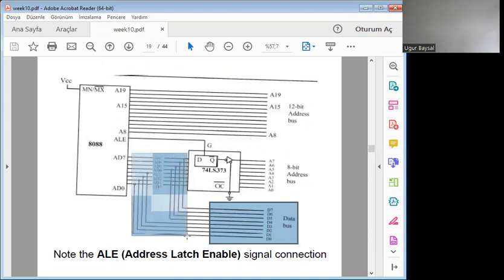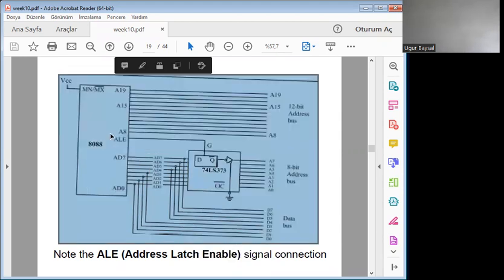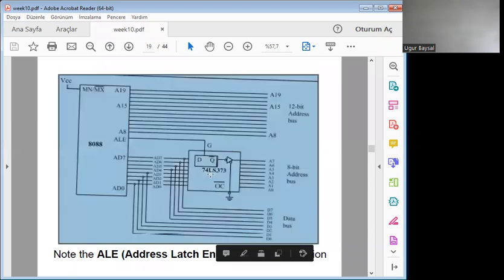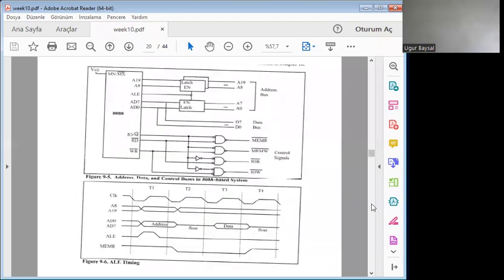The same 8-bit information of AD0 to AD7 may also represent data out when the address latch enable signal does not enable the address latch.